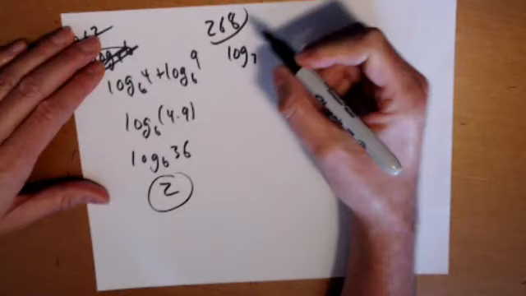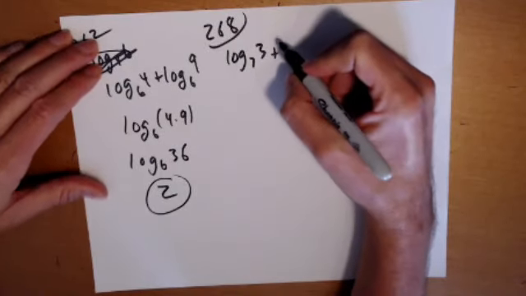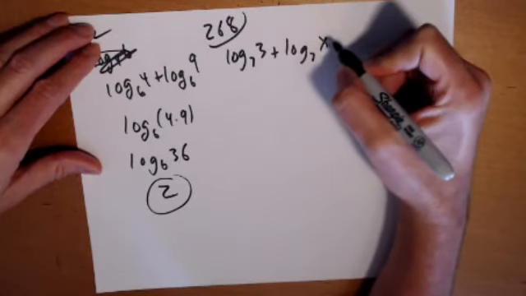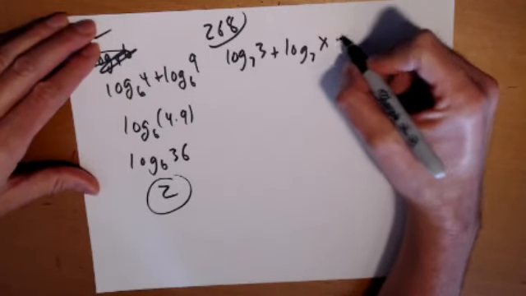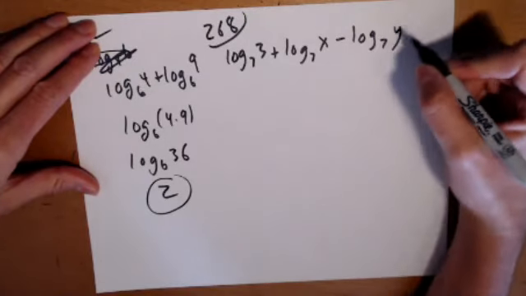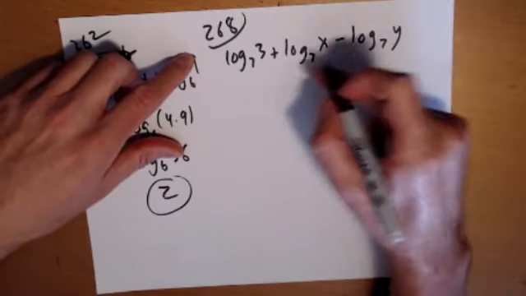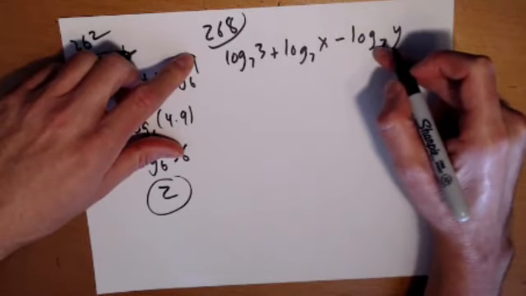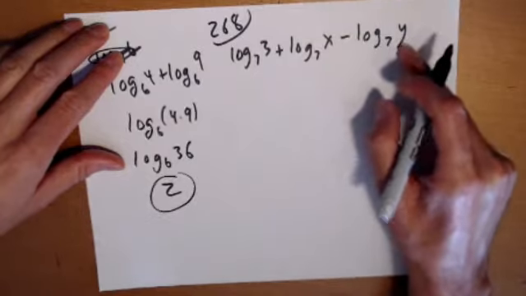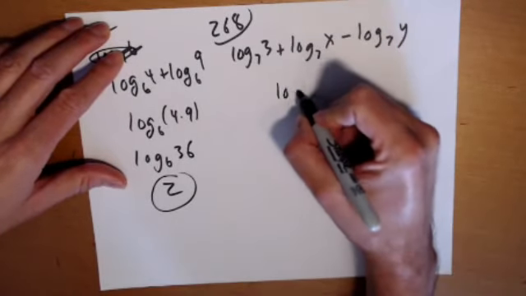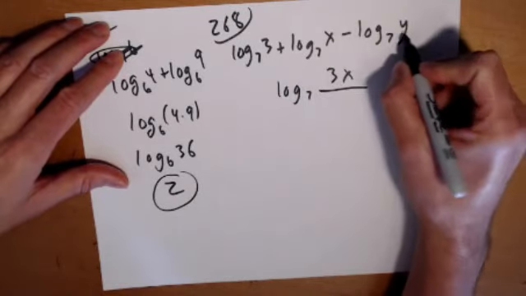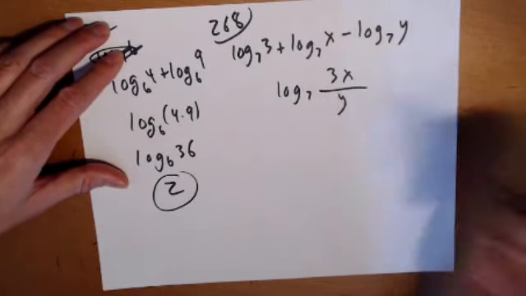Okay. Let's try 268. Log base 7 of 3 plus log base 7 of x. Notice that the bases have to be the same in order to condense things. Log base 7 of y. 268. Log base 7 of 3 plus the x minus y. The positive guys are going to be on top multiplied. The minus guys are going to be on bottom. So log base 7, and then upstairs there's the 3 and the x, and downstairs, because the minus is the y. And we're done.